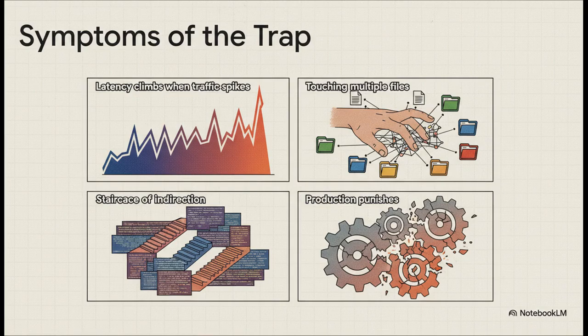And the best part, when you try to debug something, the stack trace is this ridiculously long, confusing staircase of indirection. Here's the kicker. Production doesn't give you bonus points for pretty diagrams. It punishes, and I mean punishes, unnecessary complexity.